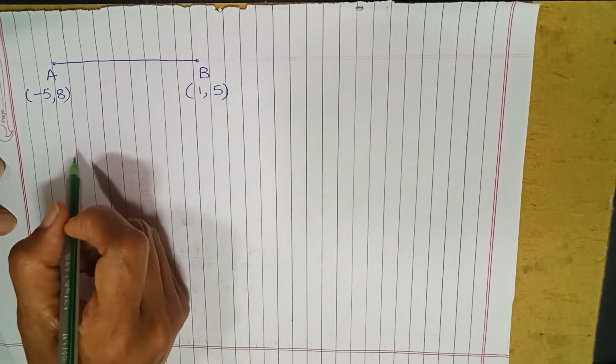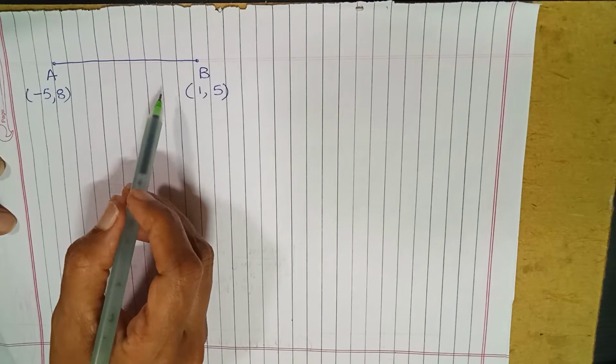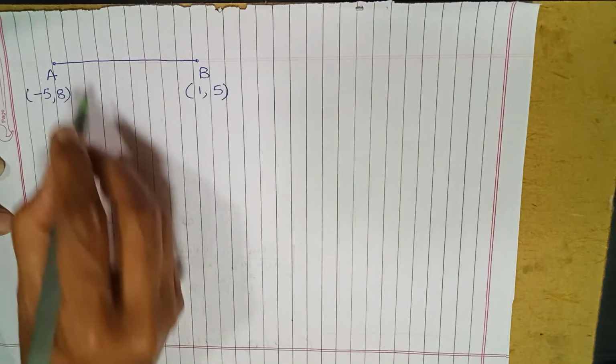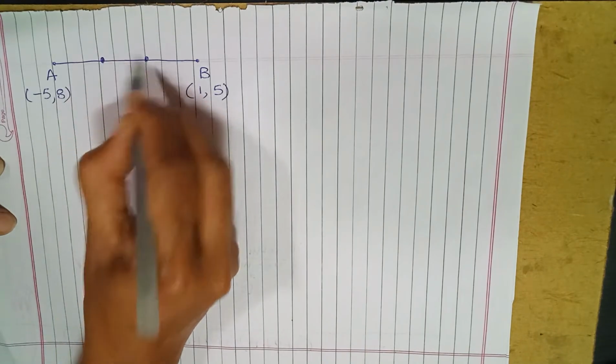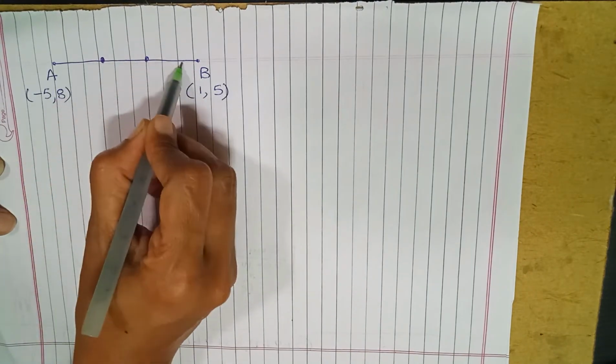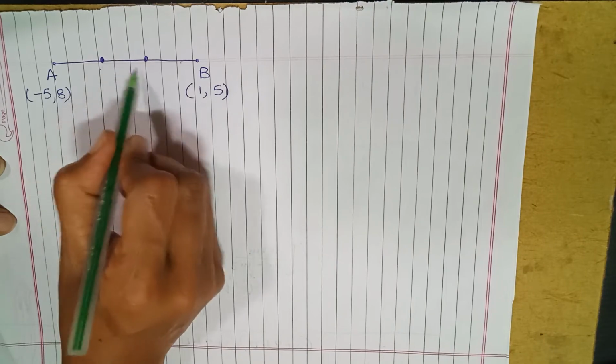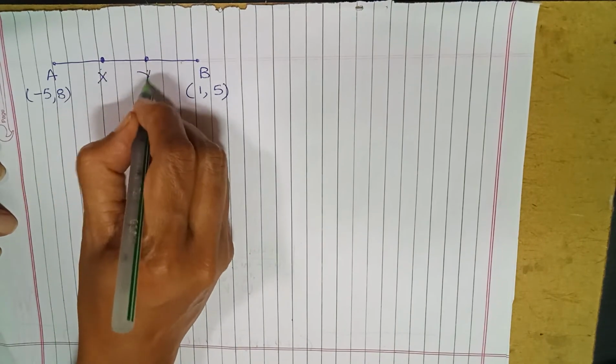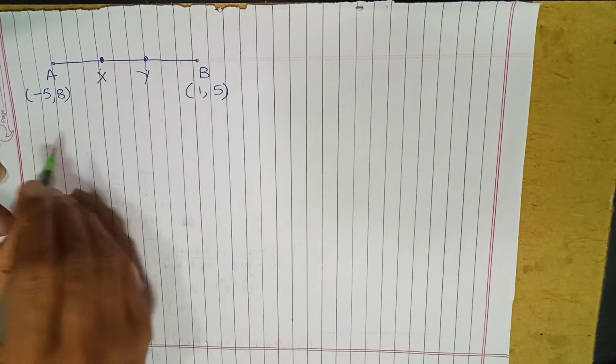And the question says that this segment AB has 2 points of trisection. In other words, there are 2 points which are dividing this segment AB into 3 equal parts, and we are supposed to find the coordinates of these 2 points. Then how to find these 2 points using our section formula.